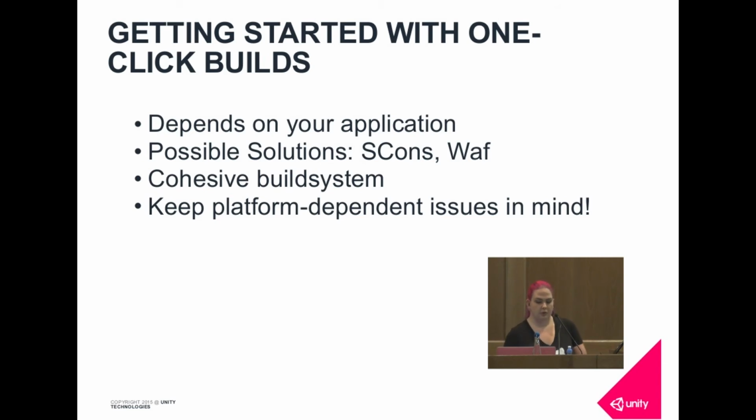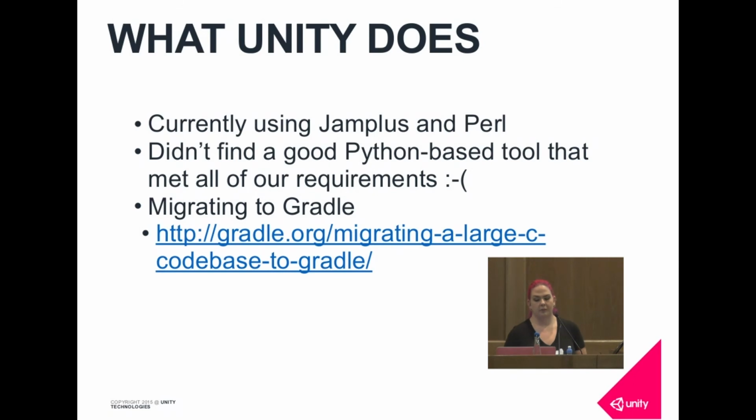Just briefly, what does Unity do about this? Our current build system is actually one of the things we don't use Python for. Our current build system is built with Jam+ and Perl. Jam+ is the low-level language, and Perl is used for high-level scaffolding. Perl is primarily there because of legacy reasons. Jam+ was chosen years ago for its speed with complex dependency chains.